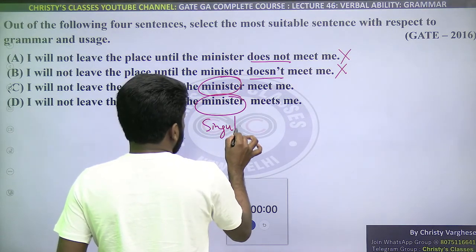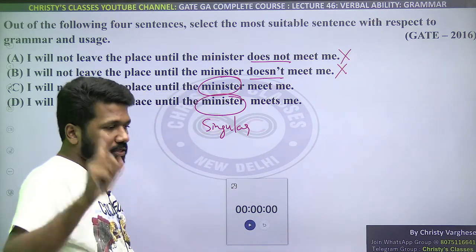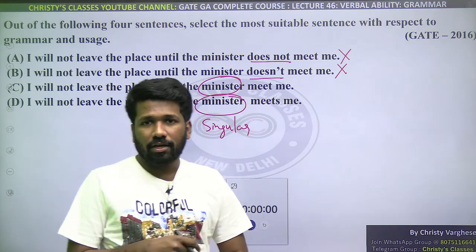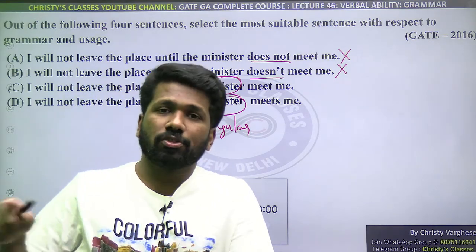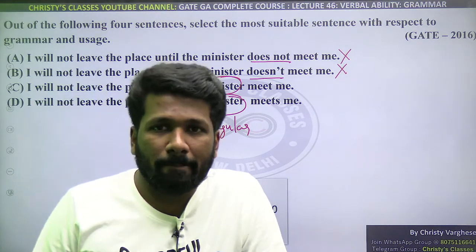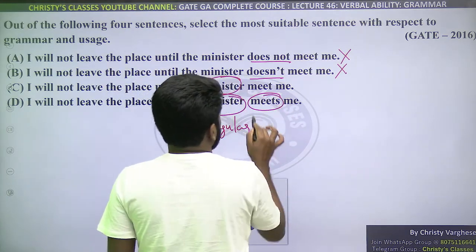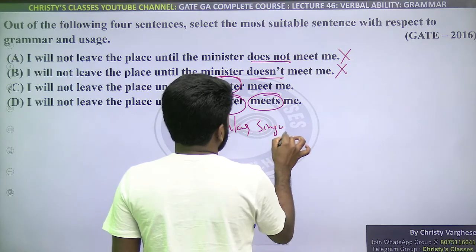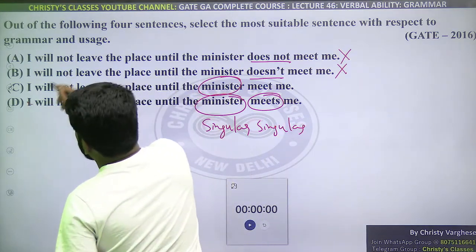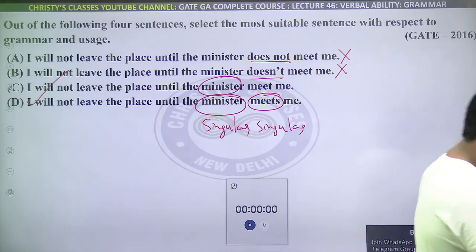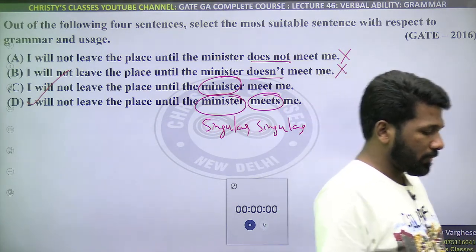Not ministers, but minister. Singular, one minister. So if there is one minister, the verb should also be singular. For the verb to be singular, S should be at the end, normally. So S is there, meaning meets. Singular, singular. So subject verb agreement is satisfied. So option D is the answer. All of you understood this, please respond. Is this clear or not?